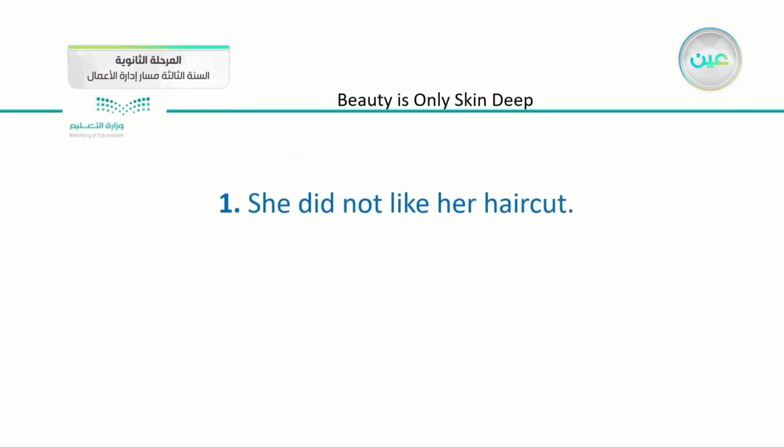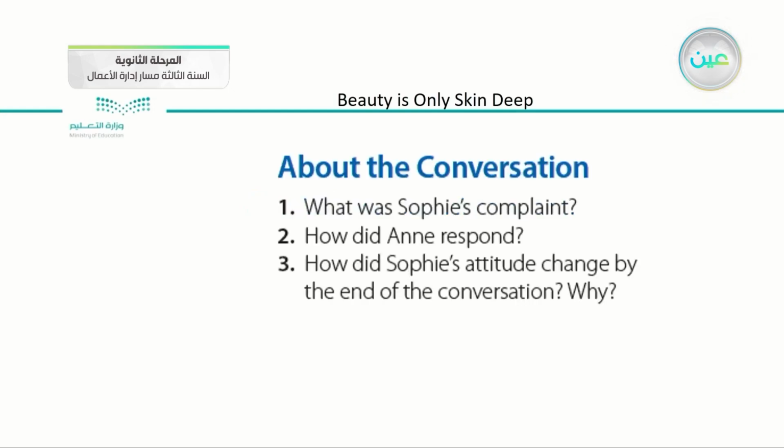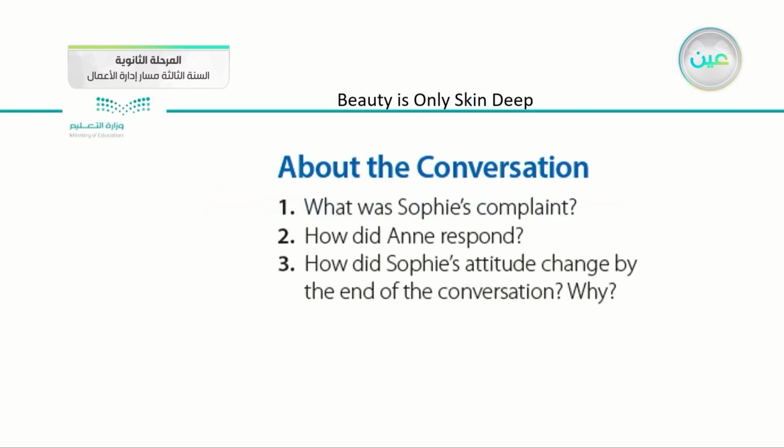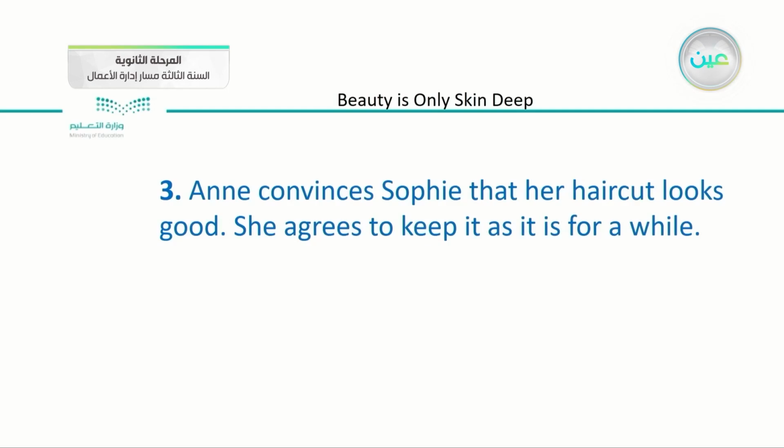Now we will go ahead and answer the first question together, which is, what was Sophie's complaint? She didn't like her haircut. She said that she has just had the worst haircut ever. Number 2, how did Anne respond? She thinks her hair looks very nice. Number 3, how did Sophie's attitude change by the end of the conversation and why? Anne convinces Sophie that her haircut looks good. She agrees to keep it as it is for a while.